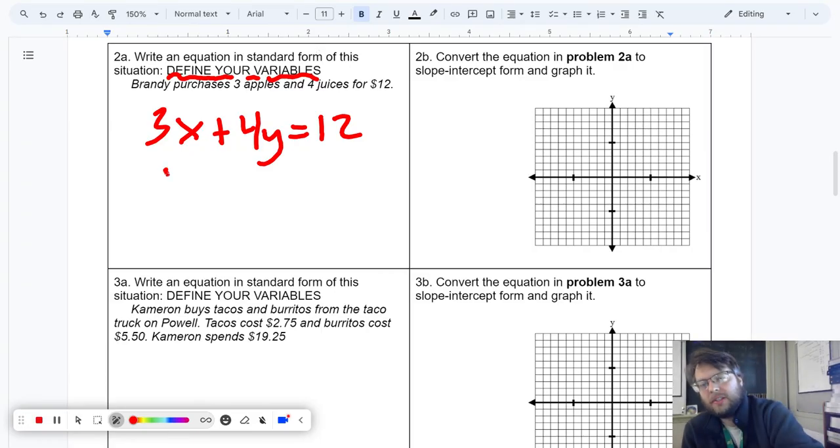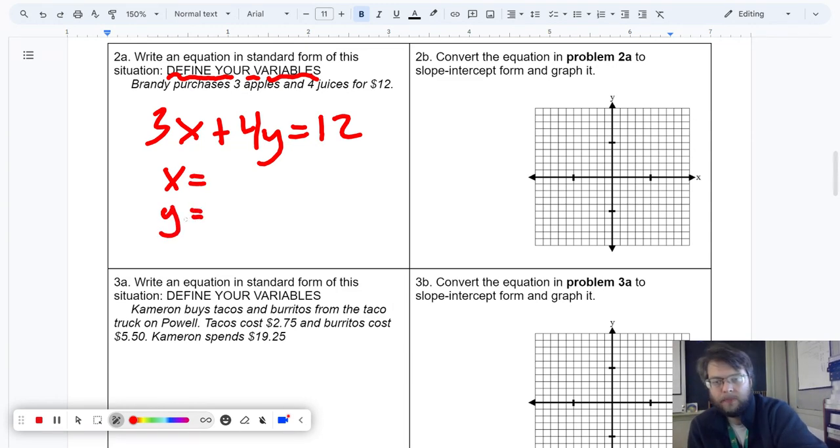So I need to tell you what x and y stand for. X and y are the things that you don't know about the problem. They're the things that can vary or change. In this problem, don't write x as apples. We know that there's 3 apples. The number of apples doesn't change. Don't tell me that x stands for apples. X stands for the price of apples, or you could use the word cost.